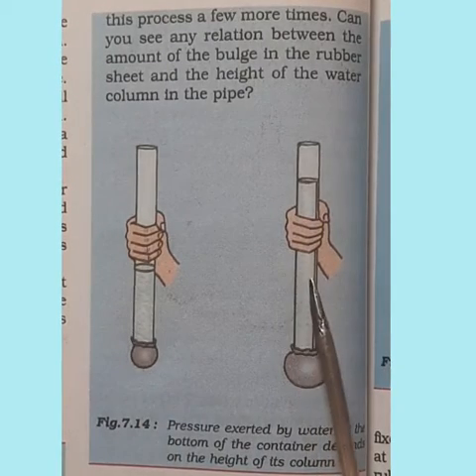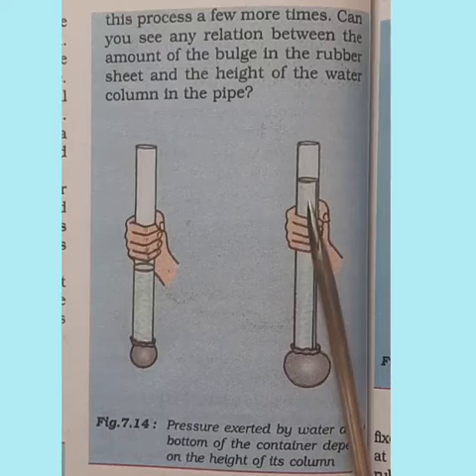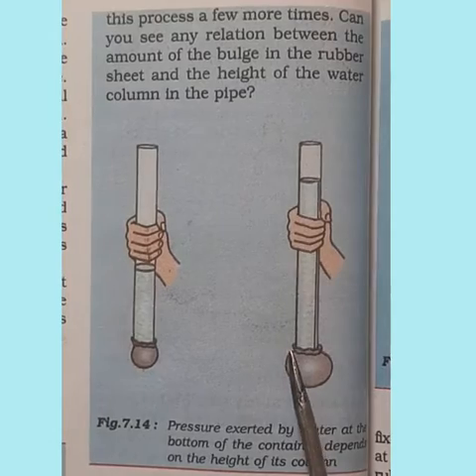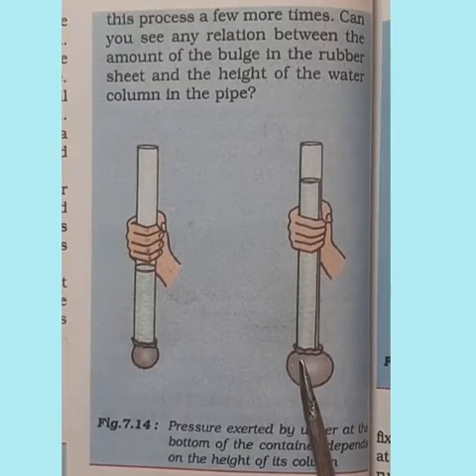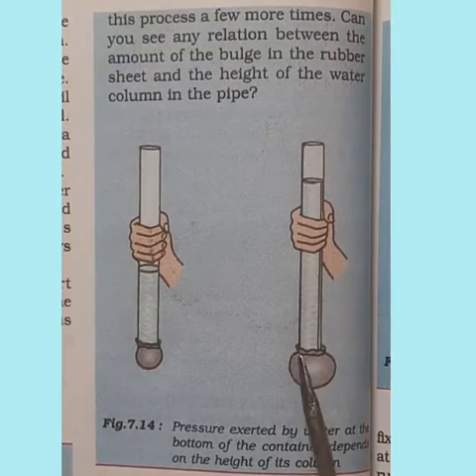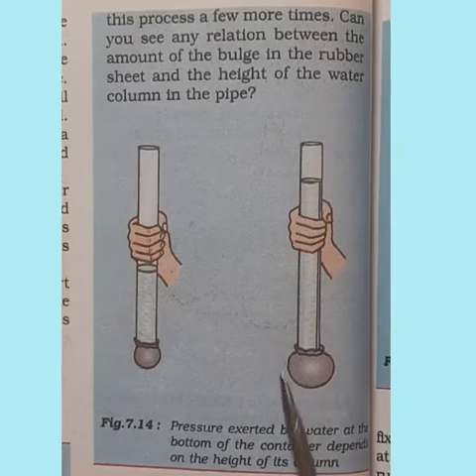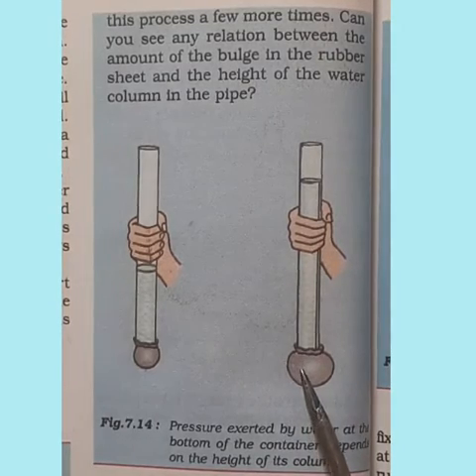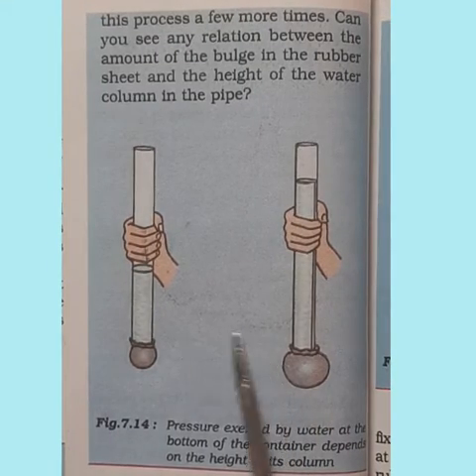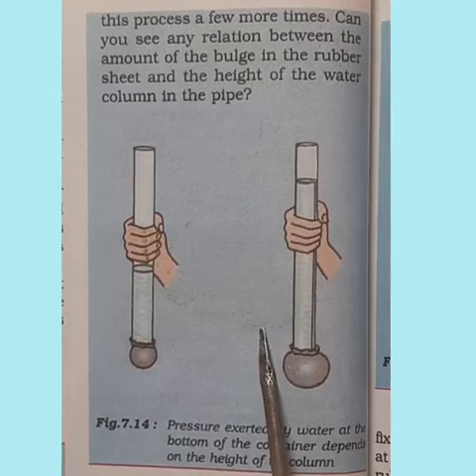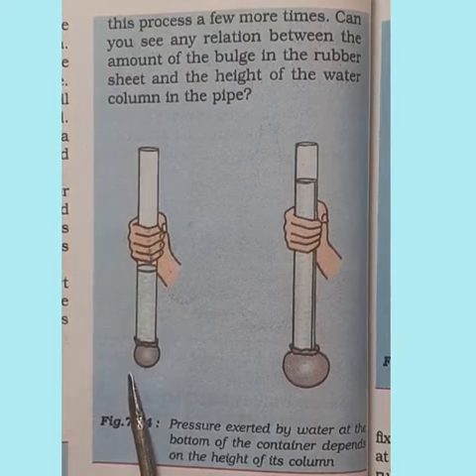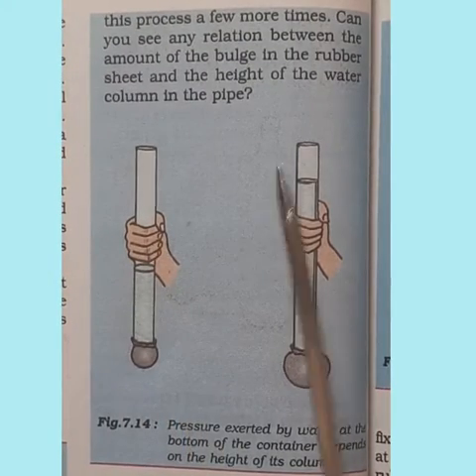Yes. After that, you have to pour some more water into the pipe. Again, you can observe the bulge in the rubber sheet or the balloon. As the height of the water column in the pipe increases, there is more bulge on the rubber sheet or the balloon, whatever you have fixed here. So, from this activity, we can study that the pressure exerted by water at the bottom of the container depends on the height of the column.